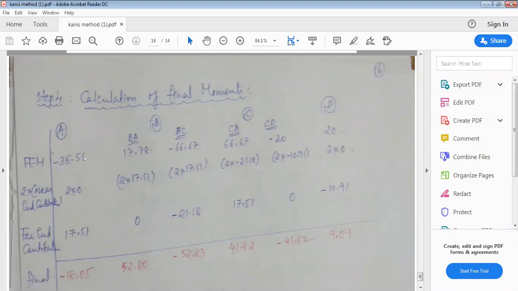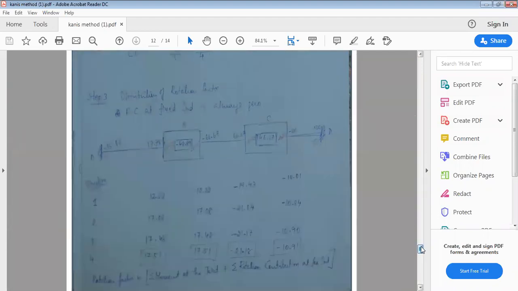So fixed end moments, from step 1 we got minus 25.256, 35.36. So in this, at joint A, at fixed ends, I have given a note also. At fixed ends, the rotation contribution will be 0. So 2 into 0. Rotation contribution at fixed end is always 0. So here you will get 0.